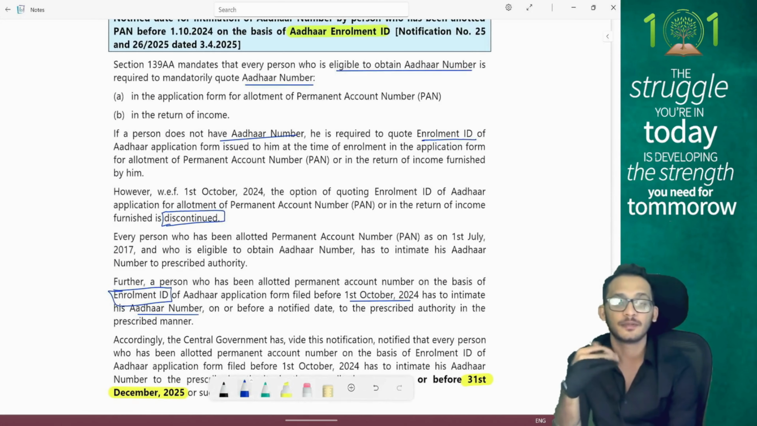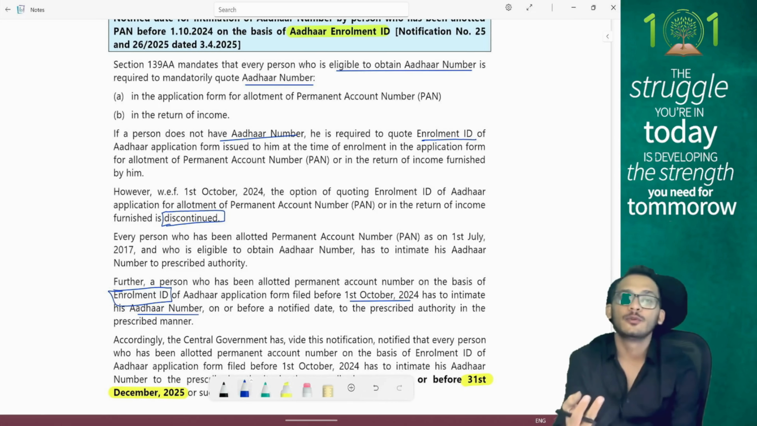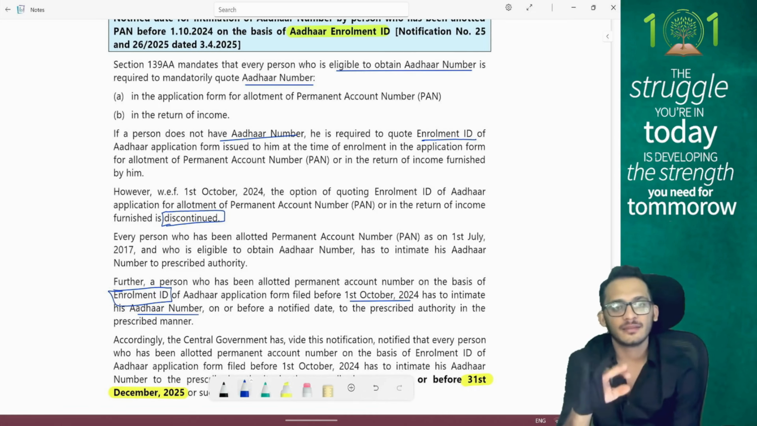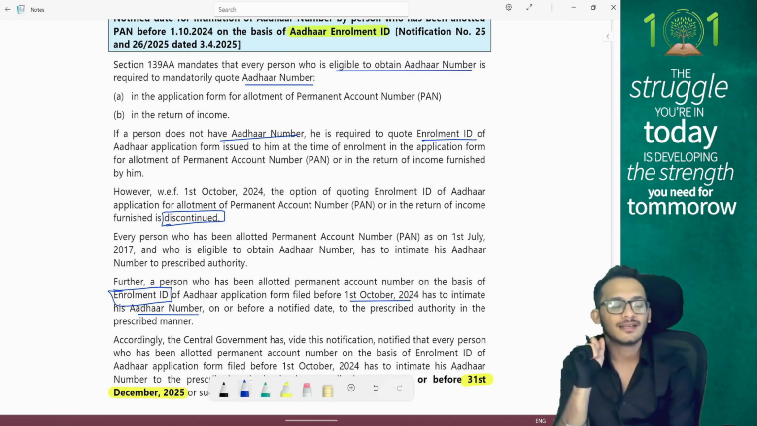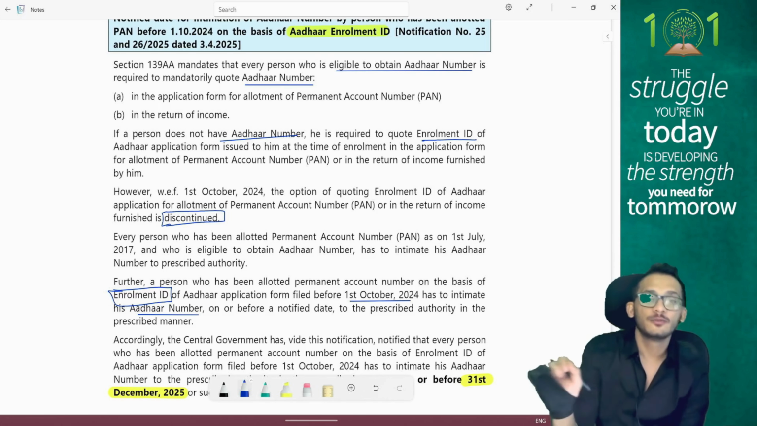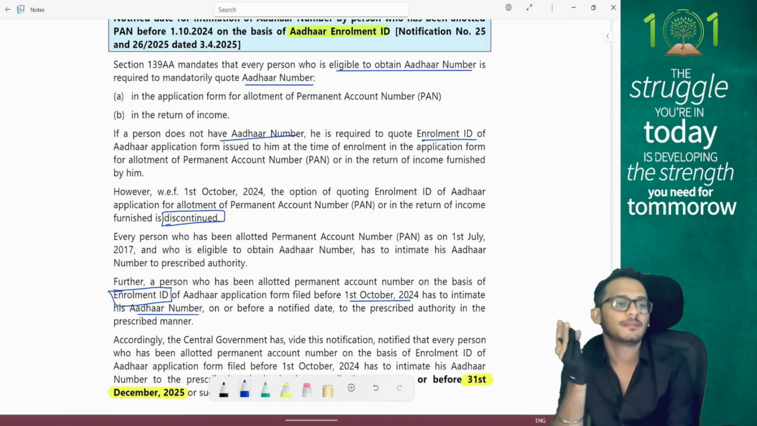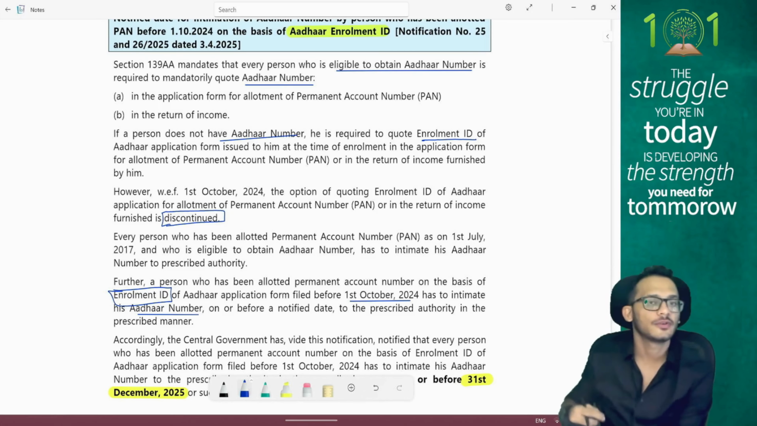They can say that a person wants to apply for a PAN number. What are the options available to him? He can apply using his Aadhaar number. If he does not have an Aadhaar number, he can apply using his enrollment ID, but that is only permitted by 1st October 24. After 1st October 24, he can only use the Aadhaar number. For all PAN numbers which were applied using enrollment ID, simply quote your Aadhaar number by 31st December. A 4-mark simple, straightforward question can come for you.